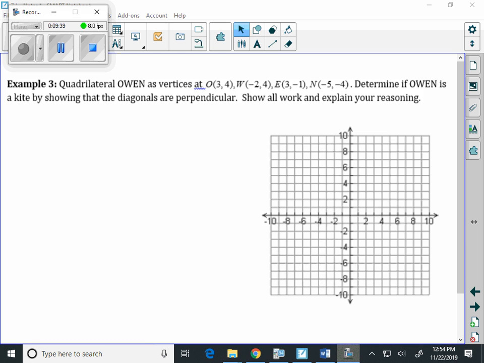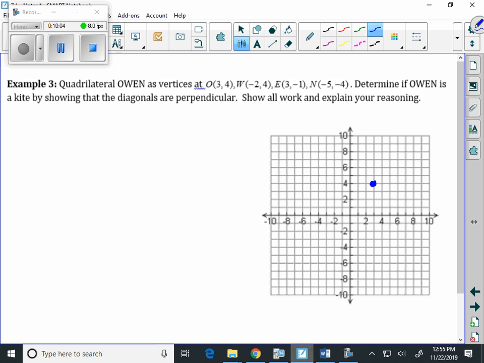But as we finish here on this last example, quadrilateral OWEN has vertices at all those points right there. Determine if OWEN is a kite by showing that the diagonals are perpendicular. Show all work and explain your reasoning. So first of all, let's plot the points here. My points are a little bit out of order, but we can still get it done.